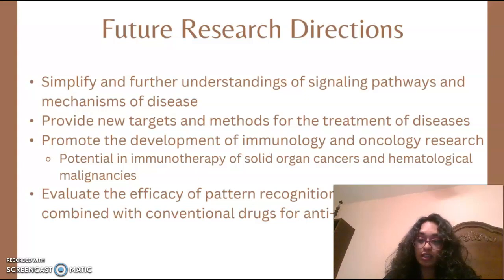For instance, it has been found that TLRs, NLRs, and RLRs all show great potential in immunotherapy of solid organ cancers as well as hematological malignancies. And so similarly to being used for cancer treatments, these pattern recognition receptors may be beneficial in other diseases too. Furthermore, it would also be beneficial to evaluate the efficacy of PRR inhibitors combined with conventional drugs for anti-autoimmune diseases to see how the PRRs react with certain drugs.